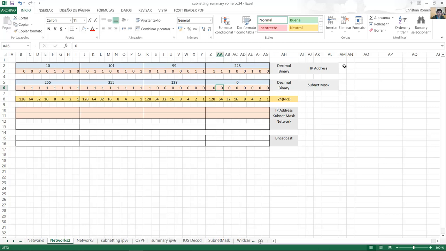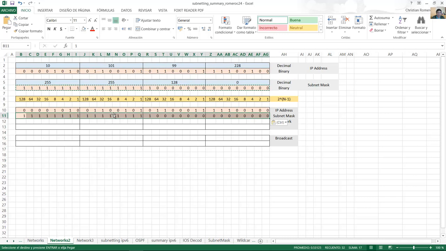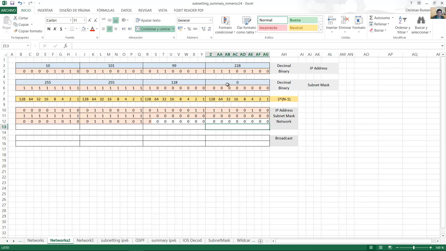Copy the host address here, and the subnet mask here. Make the AND operation. Select the ones on the subnet mask. Any number multiplied by 1 is the same number, so copy this region, and any number multiplied by 0 is 0, so fill the remaining space with zeros. So this is the network address.